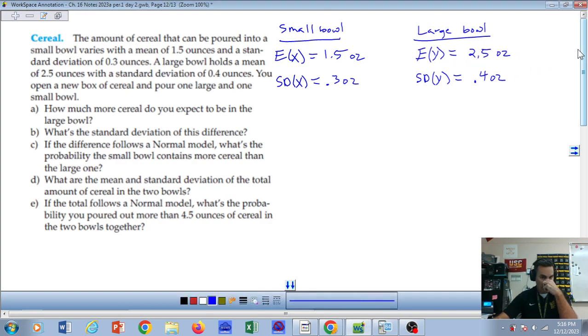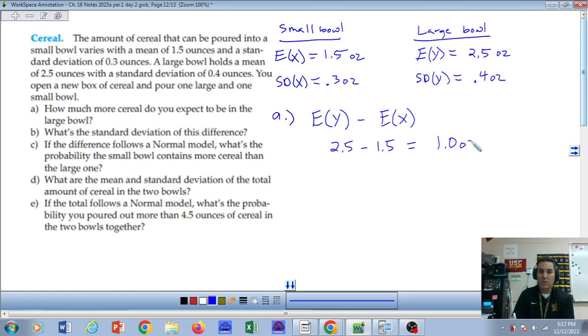Okay. So we got: how much more cereal do you expect to be in the large bowl? They give you two size bowls, a small bowl for cereal and a large bowl for cereal, and they have different means and different standard deviations. So how much more cereal do you expect in the larger bowl? Basically, that's the expected value. The larger bowl is 2.5, so that's my Y1. I should have called it L. And my expected value for the smaller bowl is my X1. I should have called that S. So 2.5 minus 1.5. We expect there to be 1 ounce more in the large bowl than the small bowl.